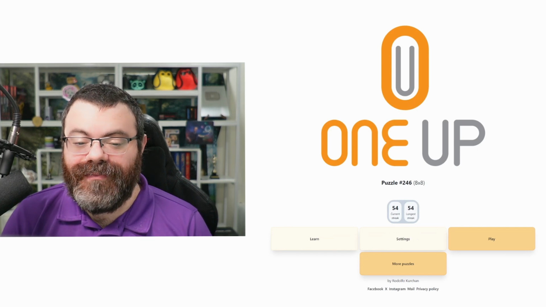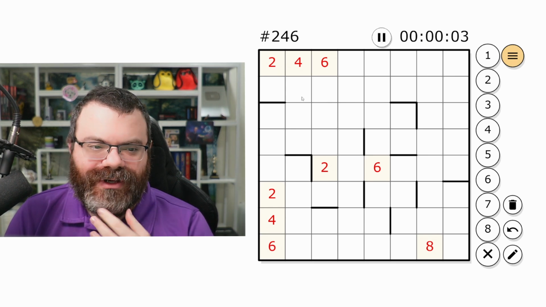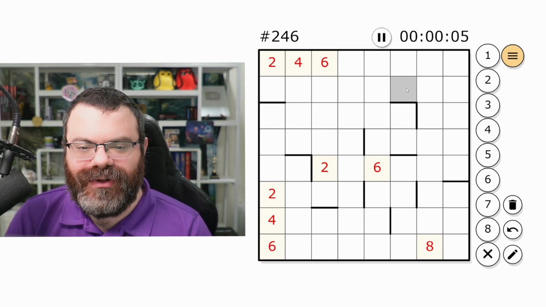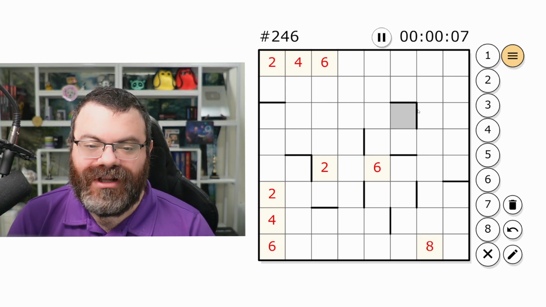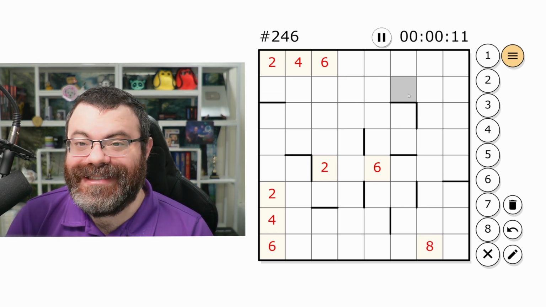Hello, let's do one up, puzzle 246. Today's an 8 by 8. The way this game works is, in each row and column, we have these bold borders. Well, some rows and columns have bold borders. And those bold borders will split that row or column into segments.